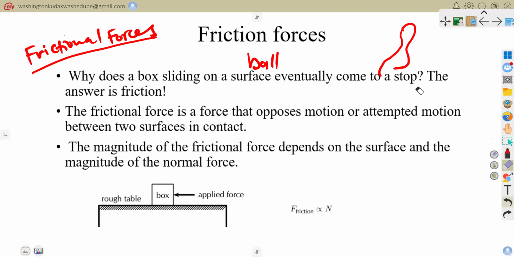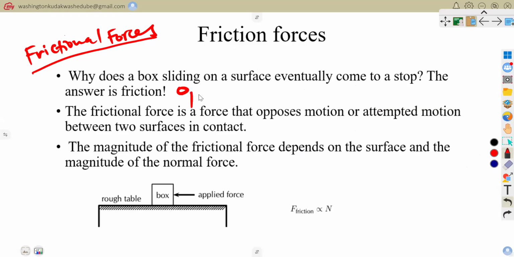So now I'll take that motion of sliding a ball. Why is it that if you slide a ball, let's say in your house, it will eventually come to a stop? The answer to that question is friction. What causes objects to eventually come to a stop when they are sliding on a surface is what we refer to as friction. So what we are referring to as a frictional force is the opposing force of motion.